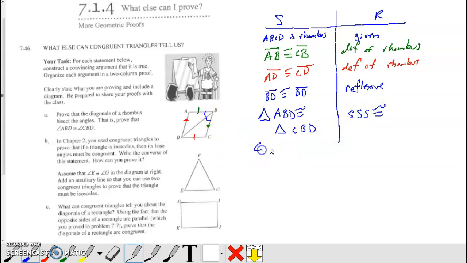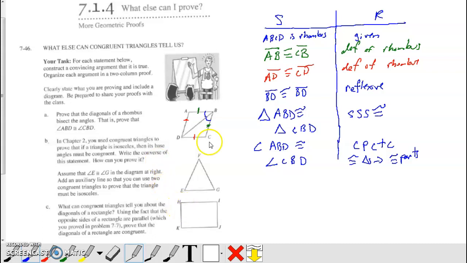Therefore, angle ABD is congruent to angle CBD. Why? CPCTC, or again, congruent triangles have congruent parts. Either one is perfectly fine with saying this. So again, hopefully your flowchart or your two-column proof has something like this.